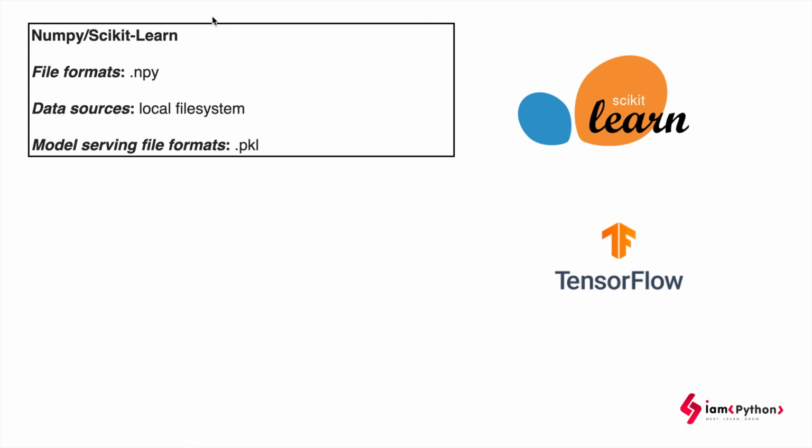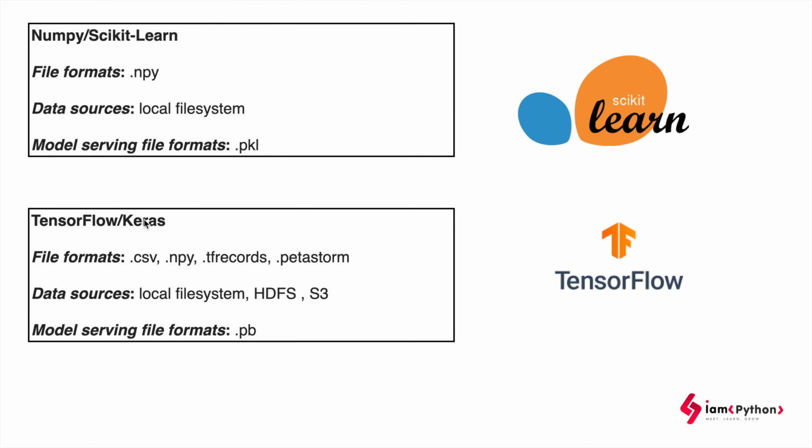Generally we use it, right? So when you look into sklearn, there are different file formats, for example .npy. The data source is a local file system, and most of the time the model file format is .pkl. When it comes to TensorFlow and Keras, for the data we use CSV, NPY, TF records, Petastorm and so on. Data sources are like local file system, HDFS, S3, and mostly the model serving file format is the .pb, right? So that is for TensorFlow and Keras.